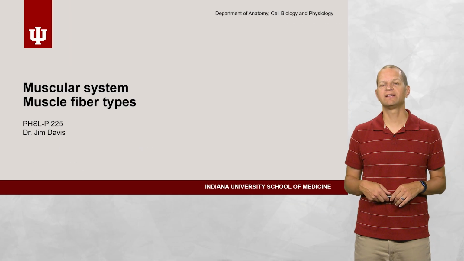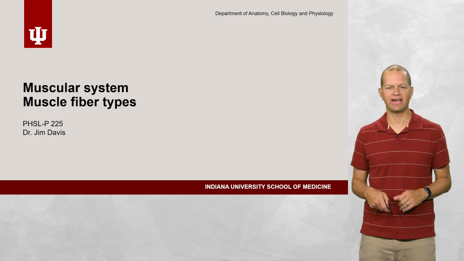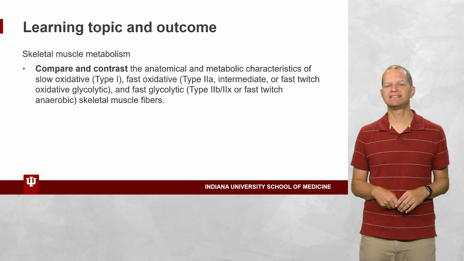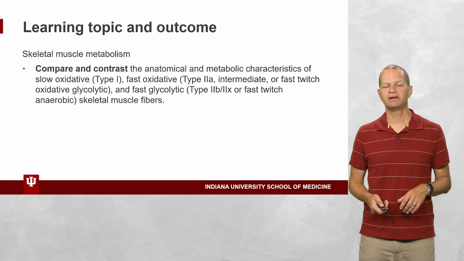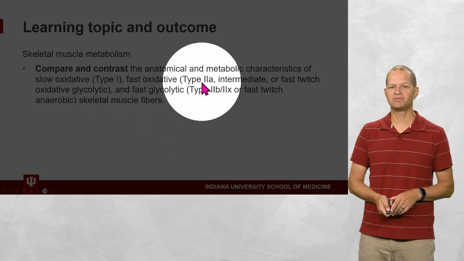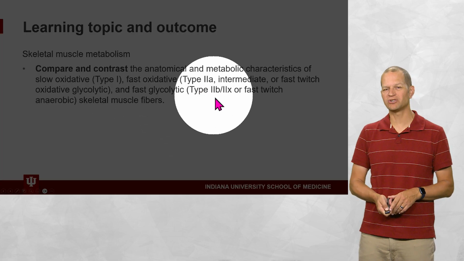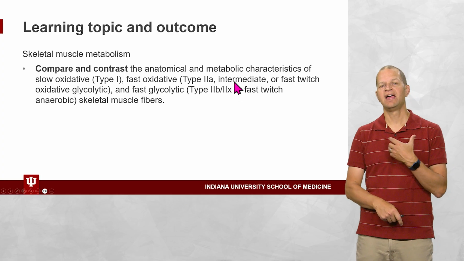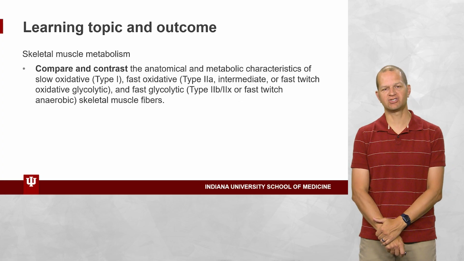In this video, we're going to talk about different types of muscle fibers. I want you to know that they're classified in three ways: type 1, type 2A, and type 2B, or 2X. Usually they're 2X. I describe them as 2X.